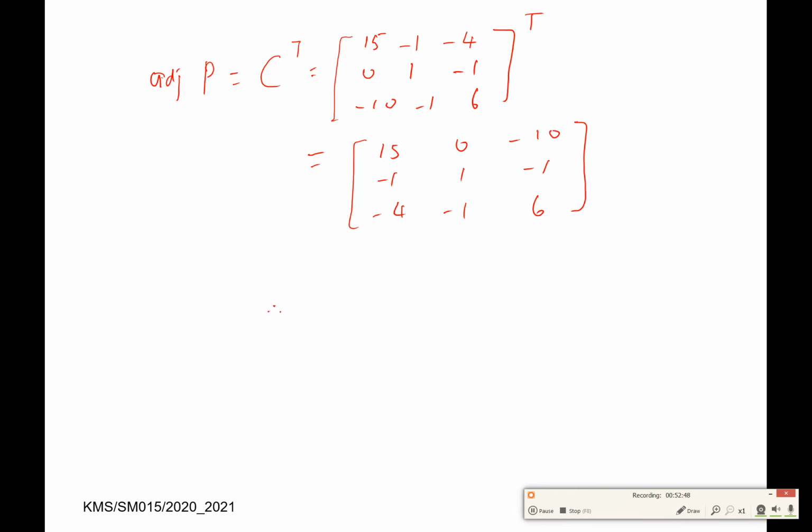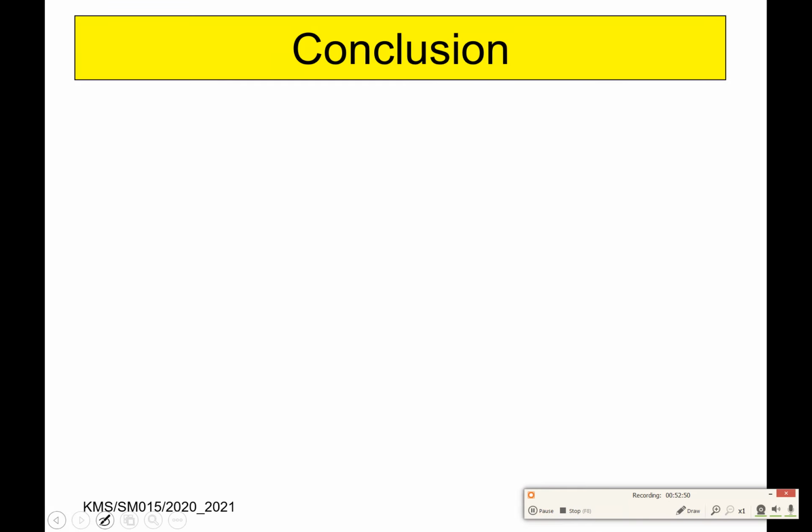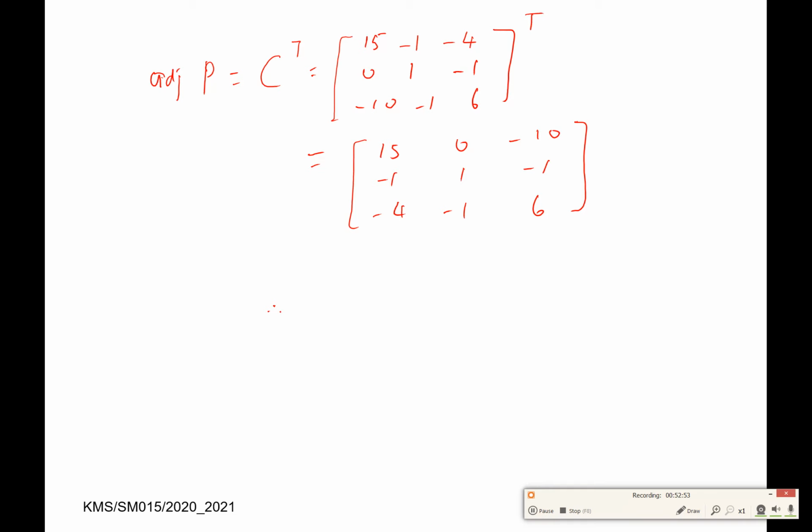So our answer here is adjoint P is 15, 0, negative 10, negative 1, 1, negative 1, negative 4, negative 1, 6, a 3 by 3 matrix. So this is the last example for this lecture.